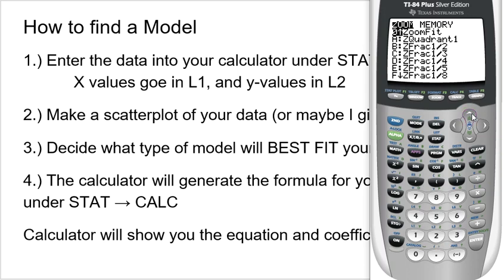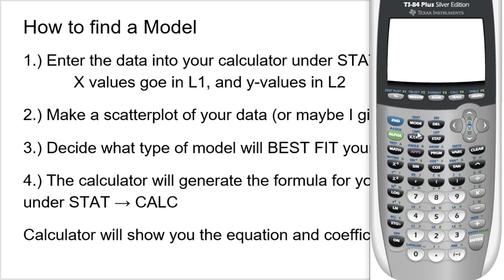Anyway, Zoom 9 is the Zoom stat. So that'll actually zoom in on anything that you enter into the stat command. So that's how you actually see your scatter plot. Again, you got to make sure your stat plot is turned on. Make sure you're using the correct data, L1 and L2. And then Zoom 9 actually will show your data.